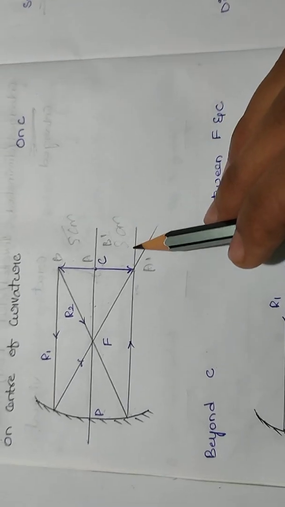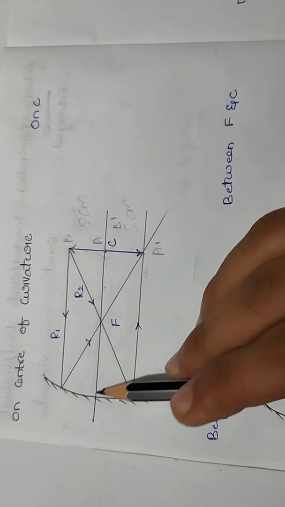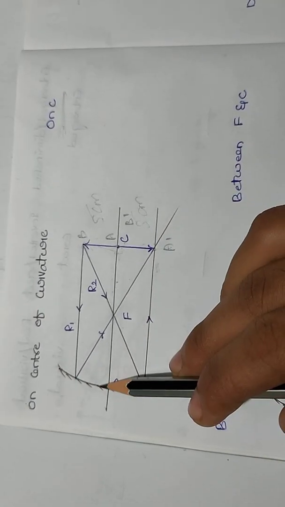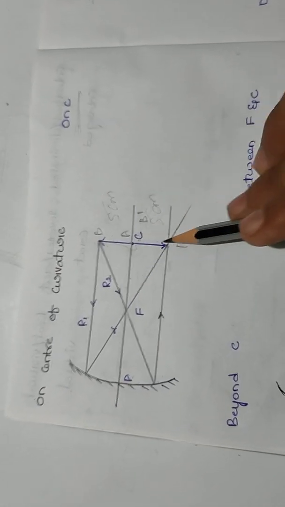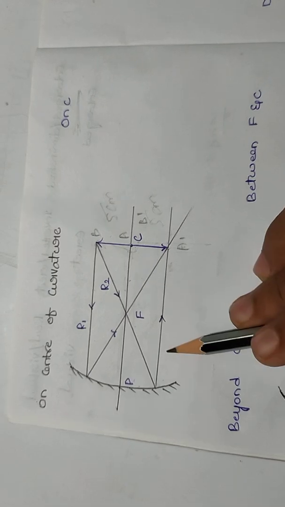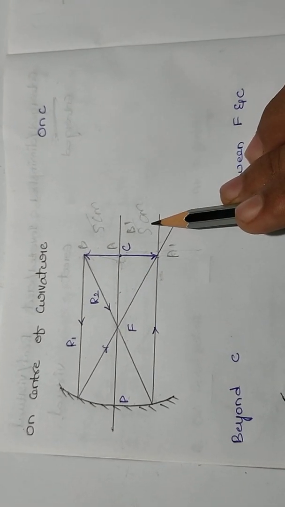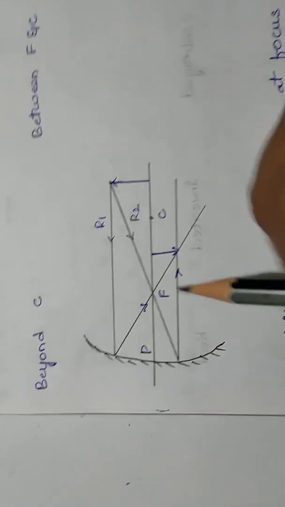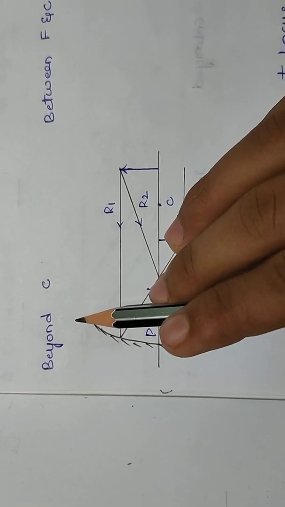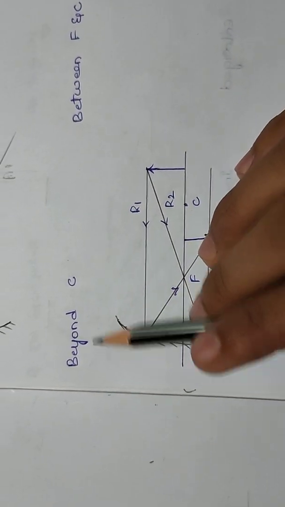Why is the image real? Because it is not on the mirror or behind the mirror. It is on the screen or paper in front of the mirror, which means it is a real image. Okay, so now we'll have one more condition, condition number 5, I guess: beyond C.